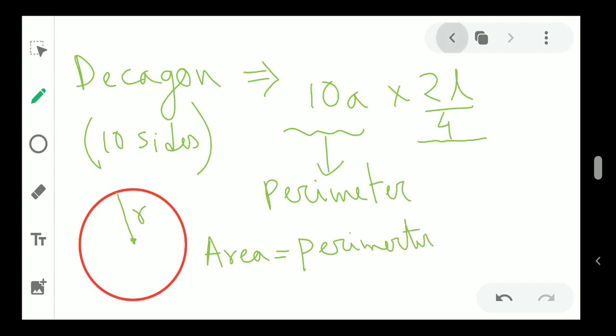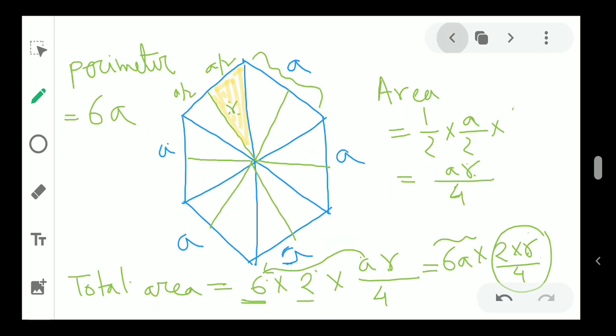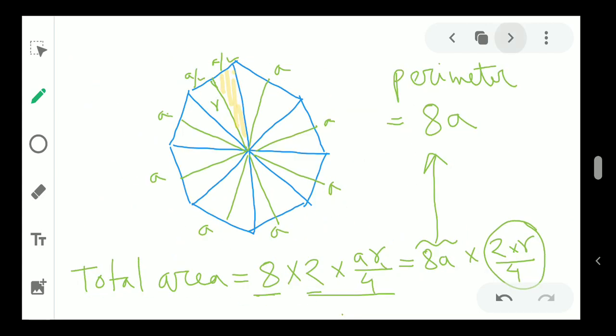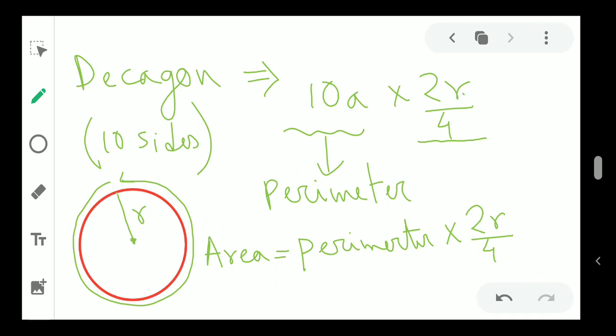Acha, because I have written R everywhere, so this also will be R. So now the formula will be perimeter into 2R by 4. What is the perimeter of a circle? We already know that the perimeter of the circle is nothing but C equals 2 pi R. So we will put this value here. So I'll put 2 pi R into 2R by 4.